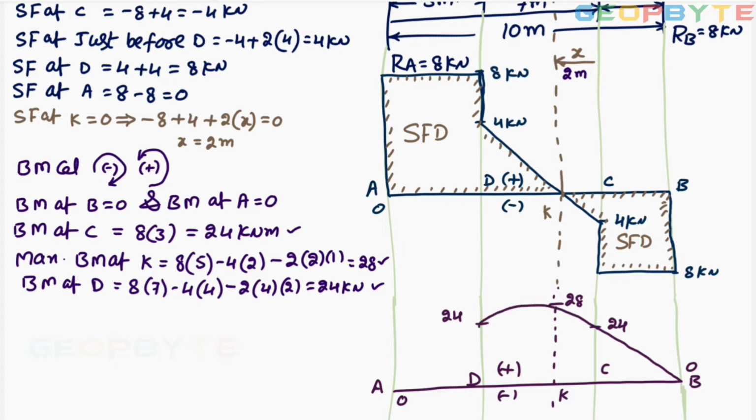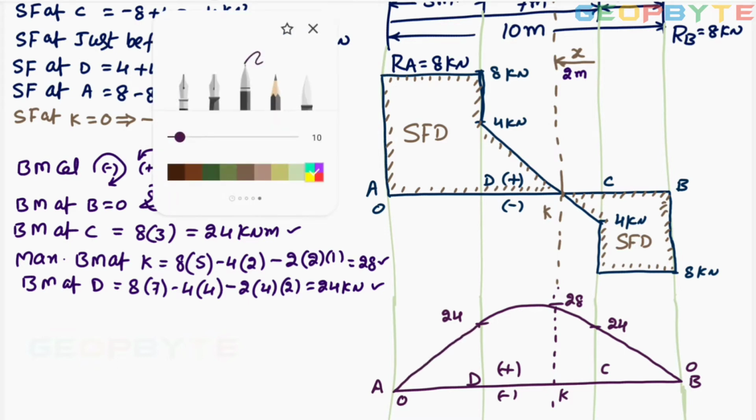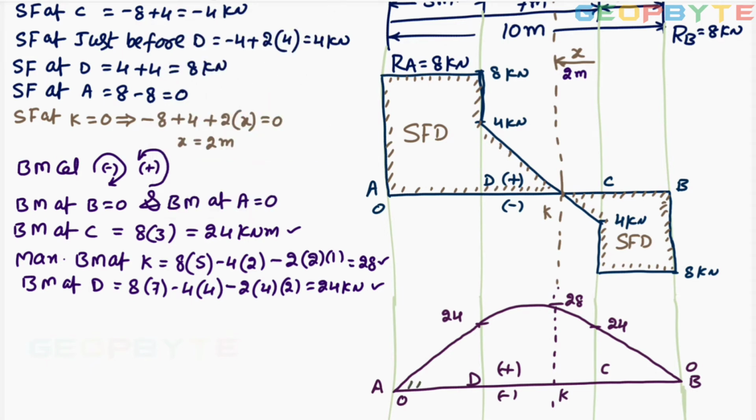Like this. Then this is the effect of point load. I hope all of you clearly understood. Then boundary. This is the boundary for the bending moment diagram, BMD. That is how you can construct the bending moment diagram for the given data.